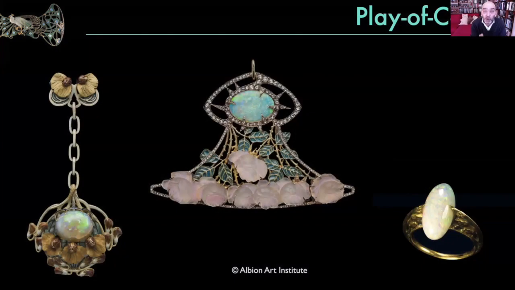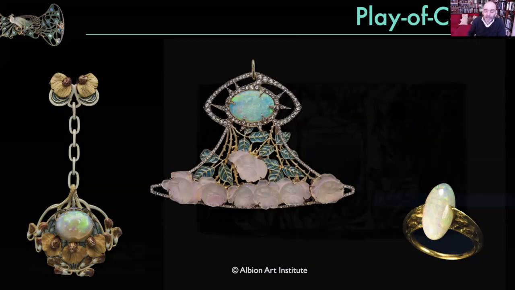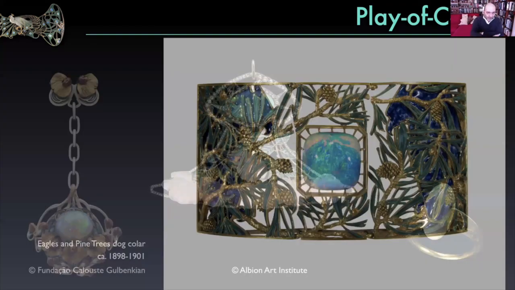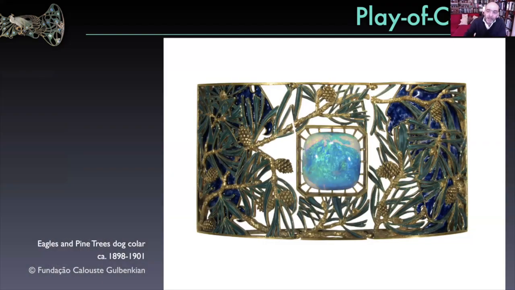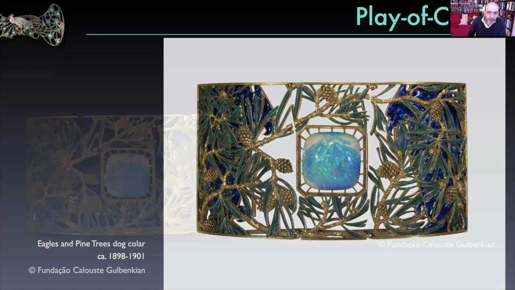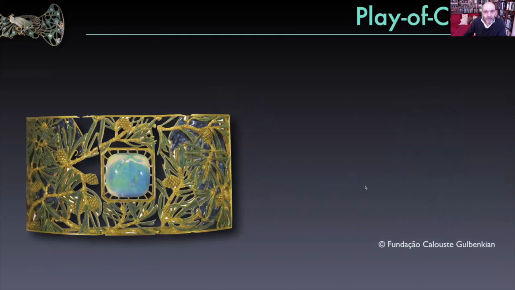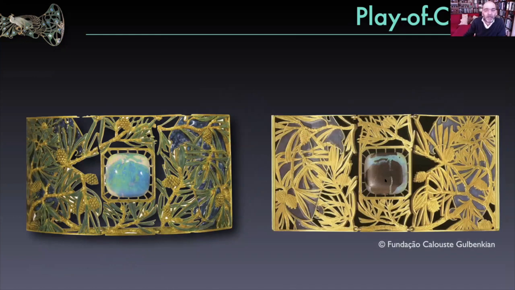And some more examples here from the Albion Art collection. Absolutely stunning collection. I remember that I promised to show you this one again. And here, if you look at the opal, you see that this part is darker and that part is lighter. Why? There is no secret, because when we turn this around, we verify that in the back, there is something black. And this black thing actually is not black, it's dark brown, it's a rock. It's called ironstone.